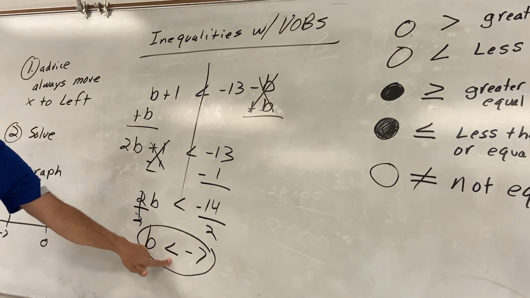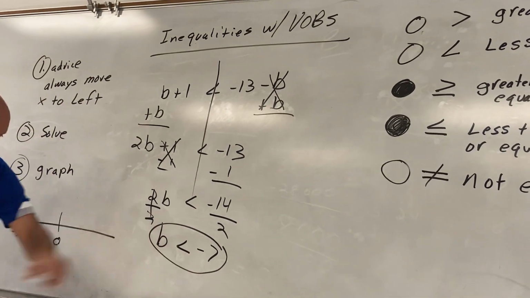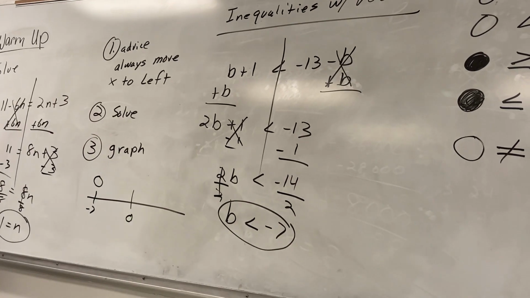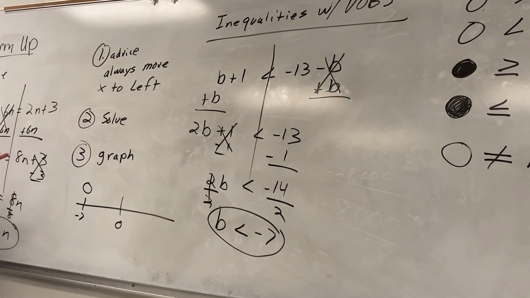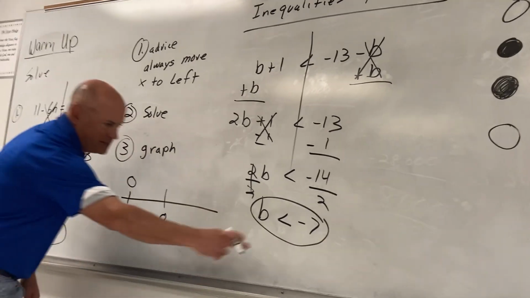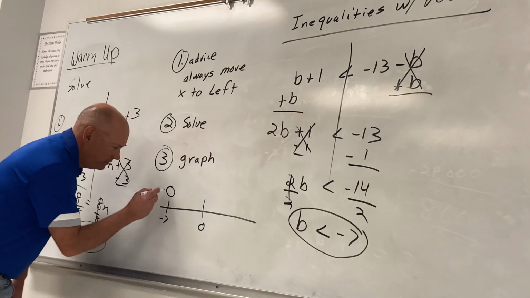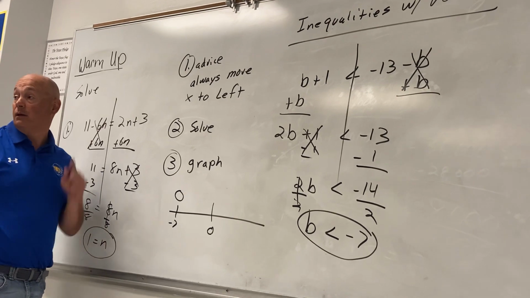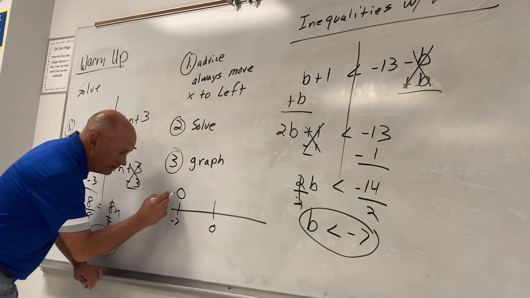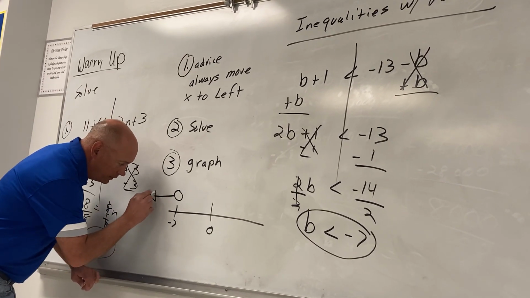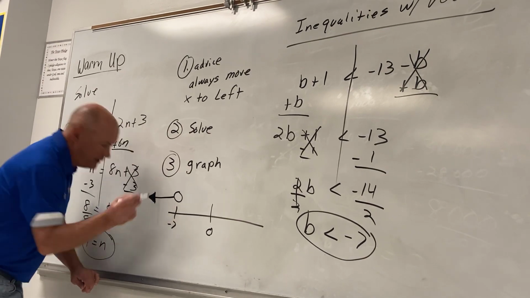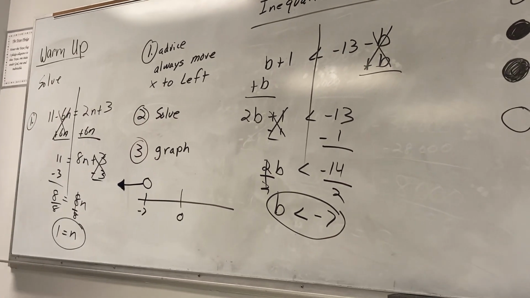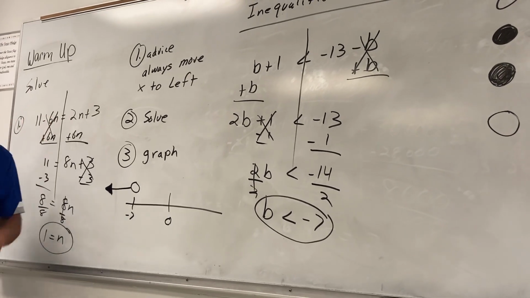What kind of circle do I need here? Open circle above negative 7. And then we need to shade an arrow showing all the numbers that could work. Would less than negative 7 be to the left or to the right? Left. So put a little arrow going to the left. And there is our first example, worked 100% to the correctness.